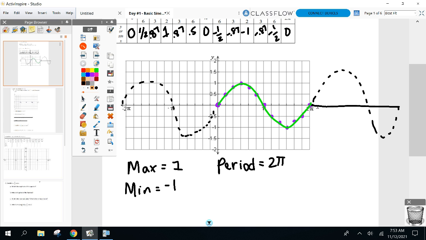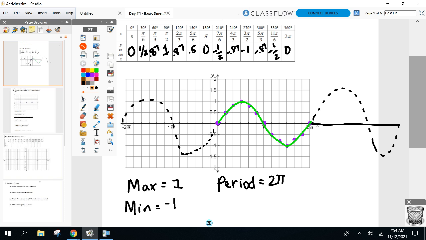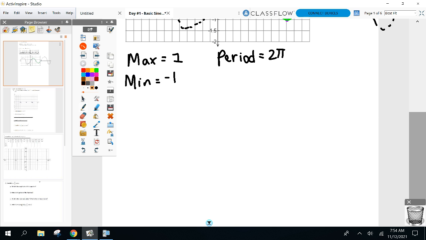Questions? Because this is the last time we fill out a chart this big. We're not going to need a chart anymore. Before we move on, where did the sine curve start? Starts at 0, all right? So this is the last thing I'm going to have you jot down. Starts at 0.